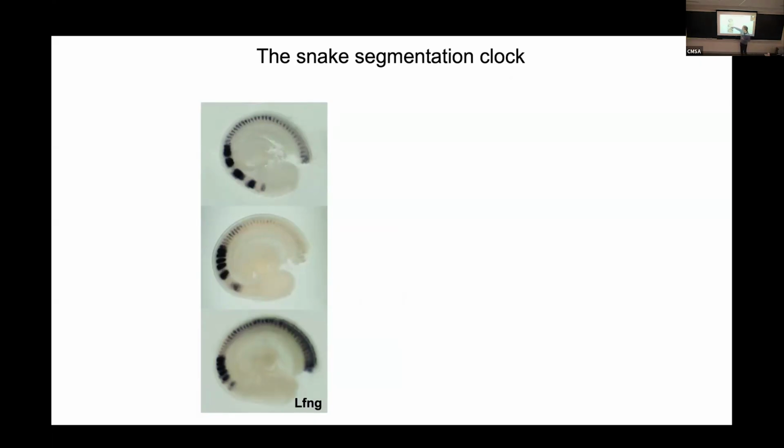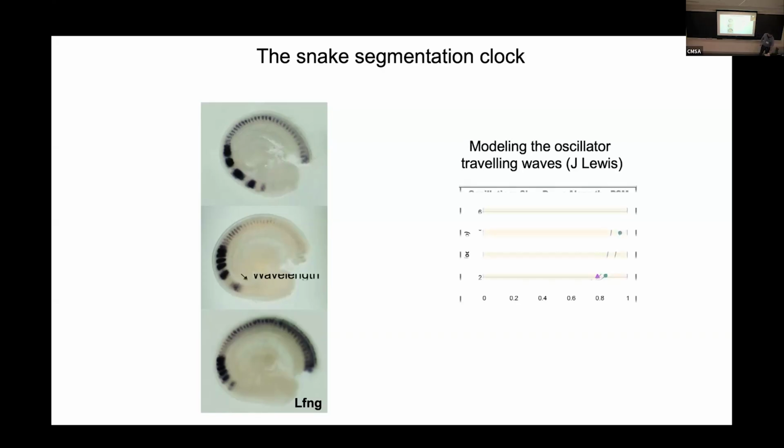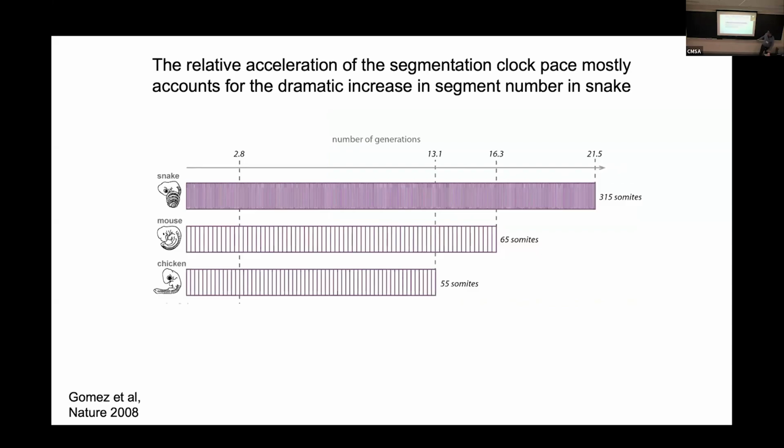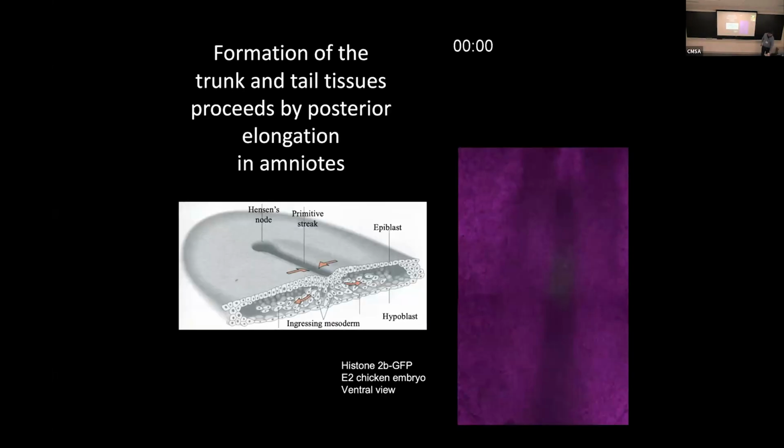And so compared to mouse or chicken, if you look at the cyclic genes, you can see up to 8 stripes of the traveling waves. And so the conclusion is that if you look at the number of generations that you can calculate using cell cycle properties, which is required to make the axis of snakes, mouse, and chicken, it's not so different, or at least doesn't explain this huge difference. But snakes make a lot more, smaller somites because of this acceleration of the clock.